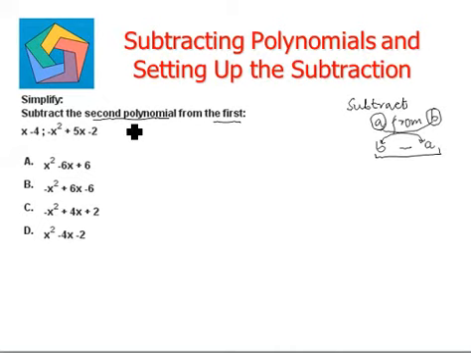It says subtract the second polynomial from the first. So that means the first polynomial will come before, that is x minus 4, subtract, and the second polynomial will come afterward, that is negative x squared plus 5x minus 2. Now our question is set. Now we'll carry on the simplification.